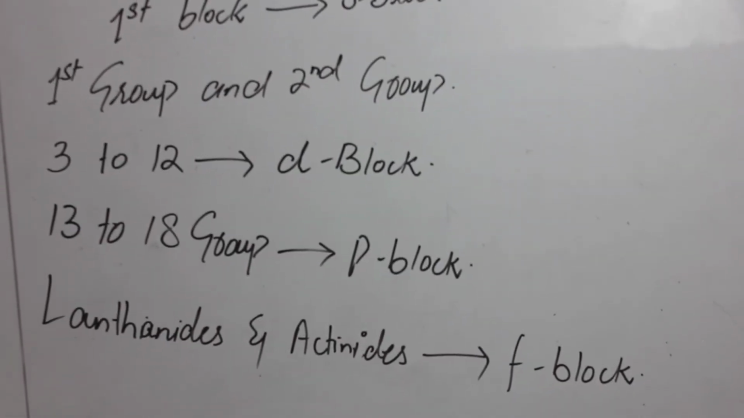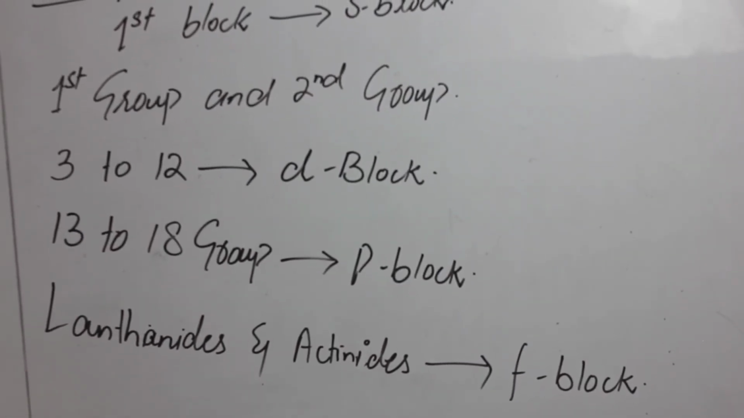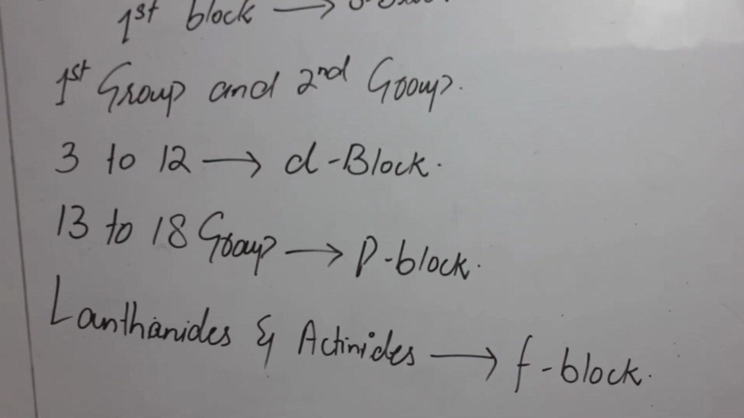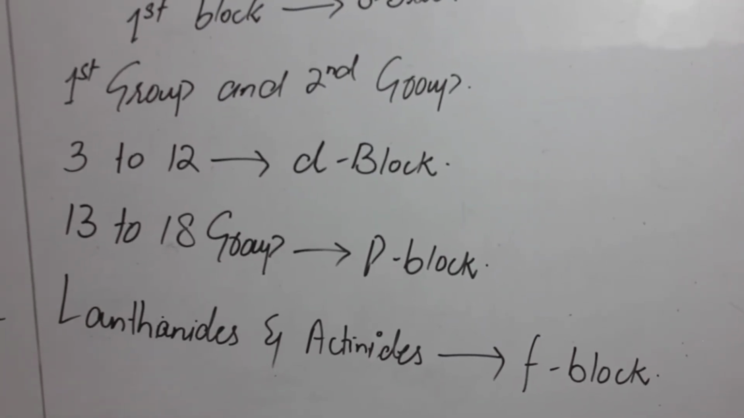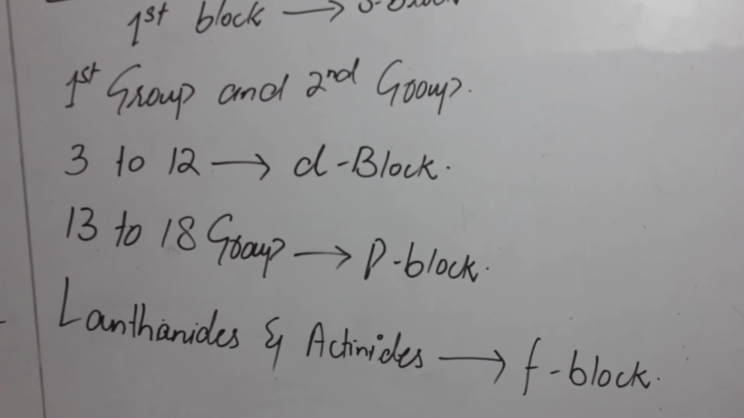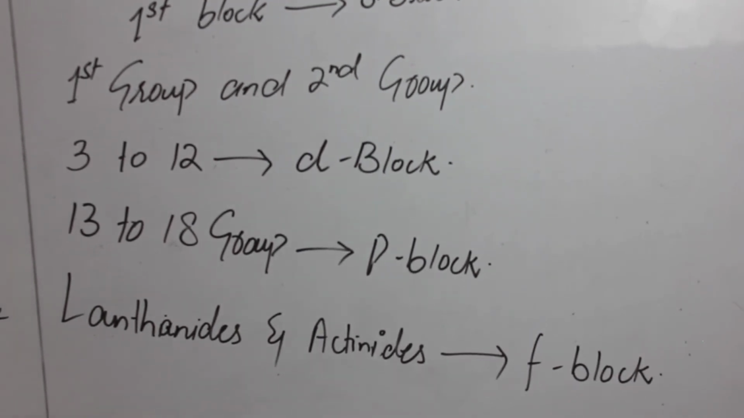And the last one, the lanthanide and actinide, 2 series present at the bottom of the periodic table. They complete their electronic configuration on the F subshell. That's why their block name is F.